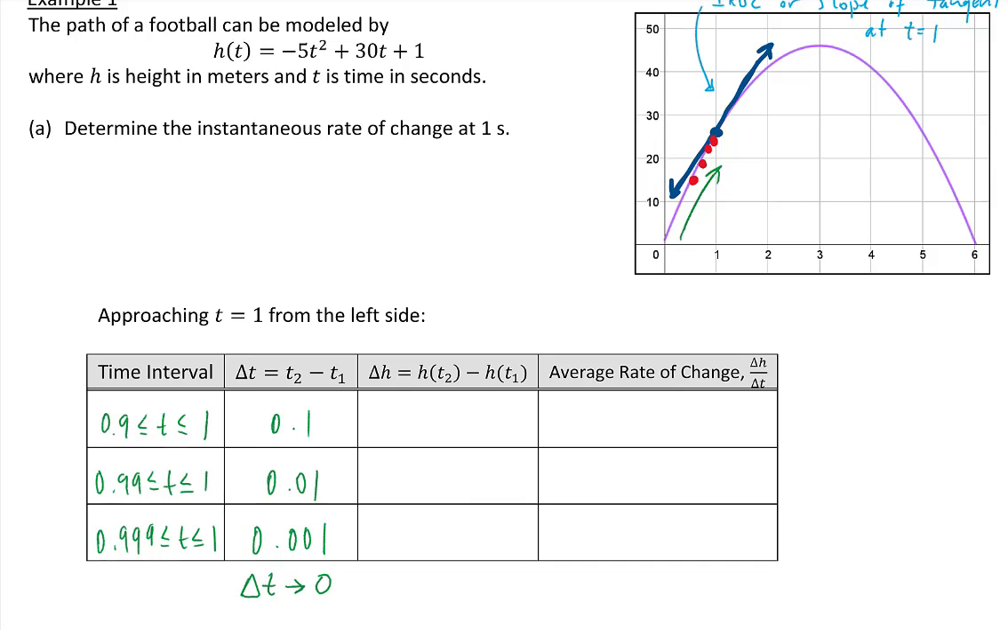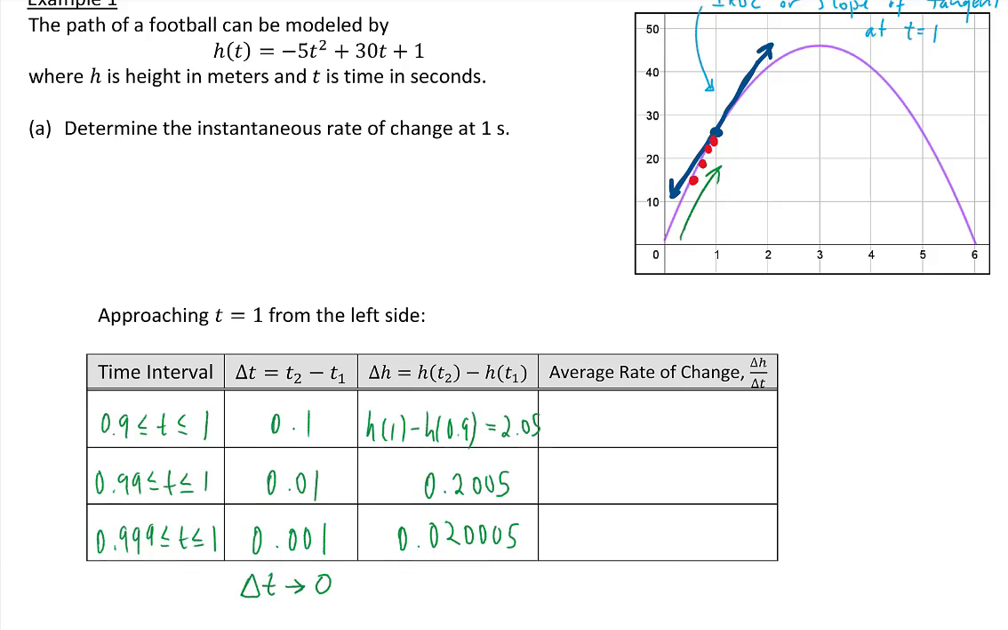Now let's look at our delta h's, the change in height. Using your calculator, you're going to solve for h of 1 minus h of 0.9, and I end up with 2.05. Next one is h of 1 minus h of 0.99, and if you try that, I get 0.2005, and for the last one, I get 0.020005.